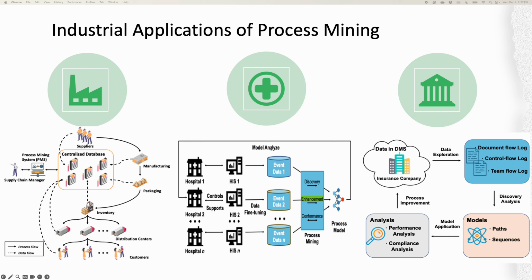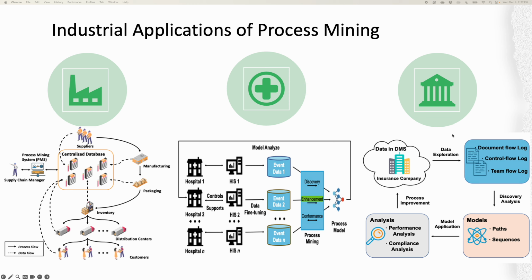And then we have healthcare, where it improves patient care coordination. You can see this figure. It shows how data from hospital information systems, like HIS, is used to create process models, therefore enhancing efficiency and patient outcomes. You can see these three are the core components which are applied, and then this is the final model, which is very helpful.